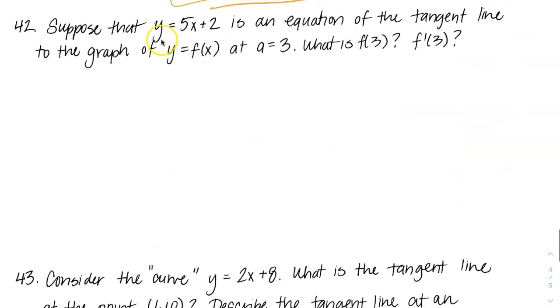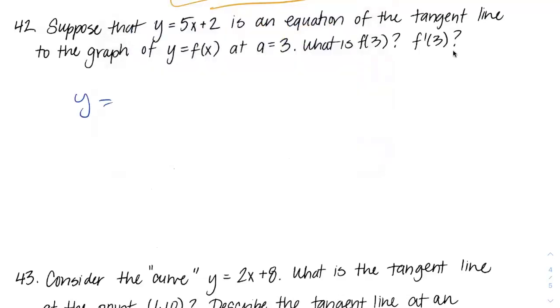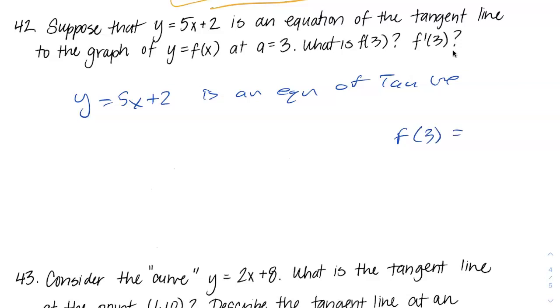Next one. Suppose that y equals 5x plus 2 is an equation of the tangent line to the graph of y equals f of x at x equals 3. What's f of 3 and f prime of 3? Okay, this is a little more interesting. So y equals 5x plus 2 is an equation of the tangent line. And they want to know what f of 3 is and f prime of 3 is.